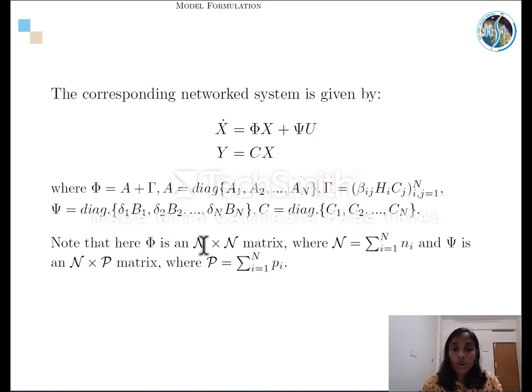And a word on the order of these matrices: Phi is an n by n matrix where n is the sum of all n_i's, where n_i is the dimension of A_i, and Xi is an n by p matrix where p is the summation of p_i.